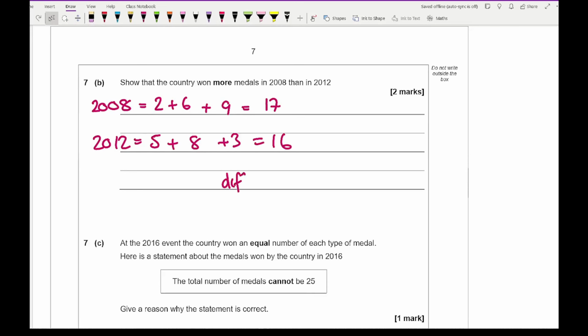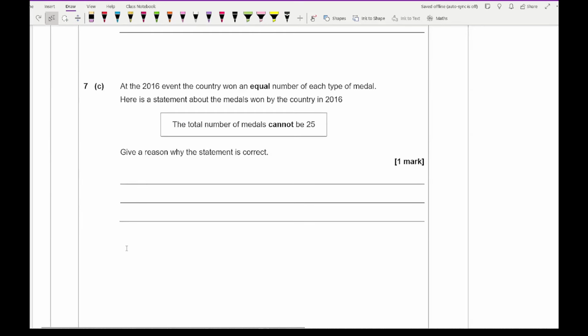So the difference is 1. Well, actually the question is not asking for the difference, it's just saying show that it's more, and you can see this one is bigger or more. Then moving on to 7C, it says at the 2016 event, the country won an equal number of each type of medal. Here is a statement about the medals won by the country in 2016.